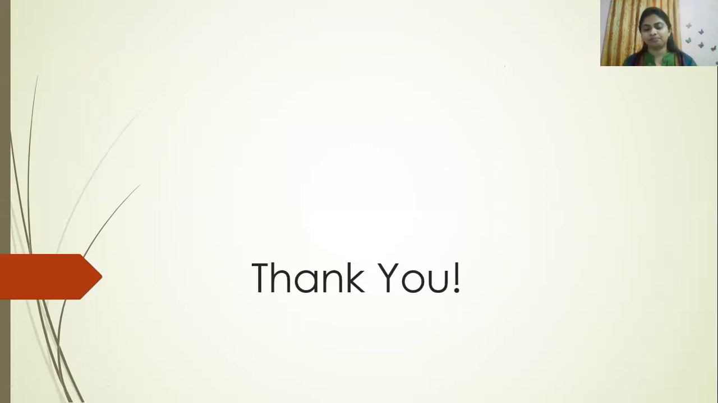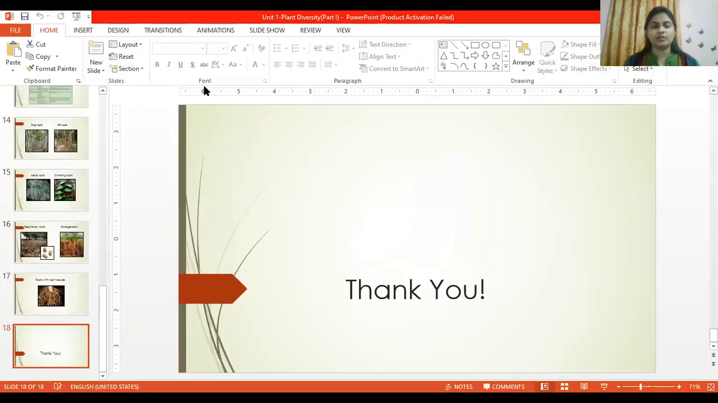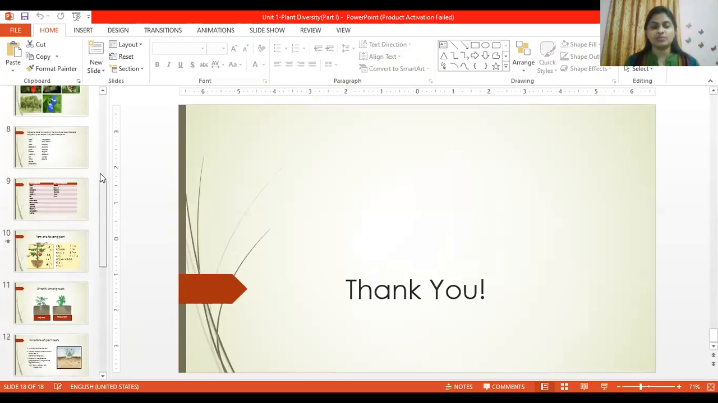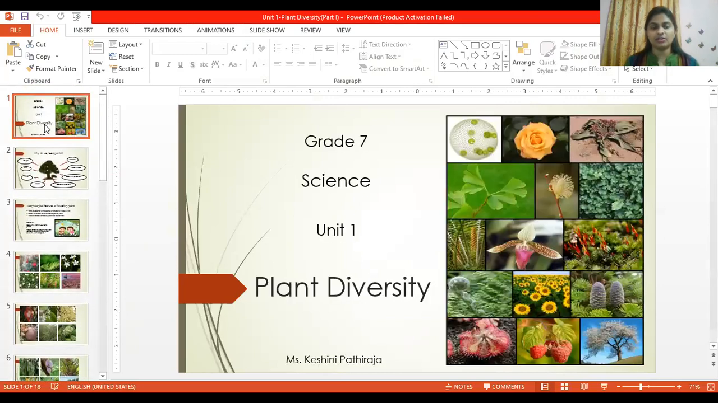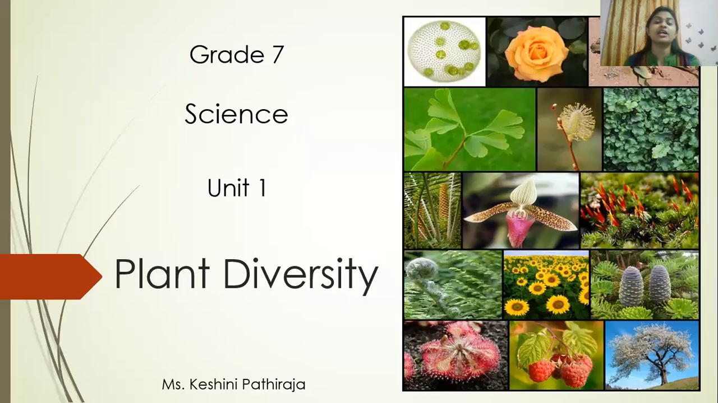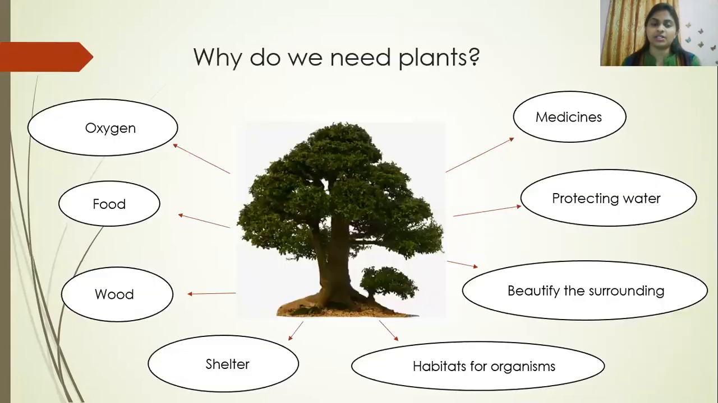I would like to come to the beginning and do a small summary which will be helpful for you. First, we learned that there are different varieties of plants. Their flowers may be different from each other, their leaves, then their fruits, so many differences. Then we learned about the uses of plants. The plants are very useful. We cannot live without plants.